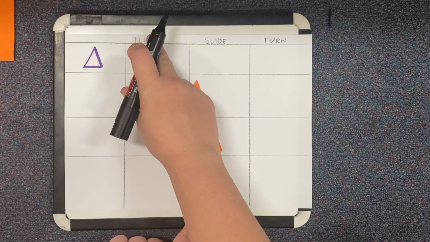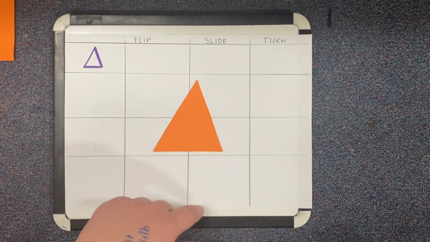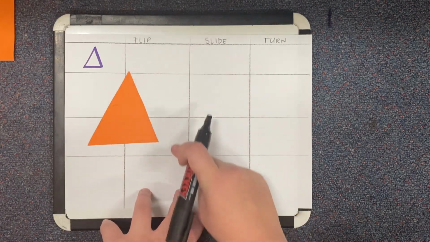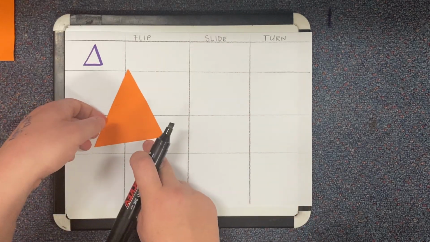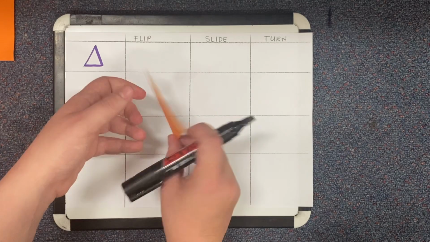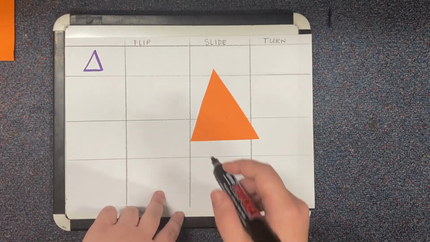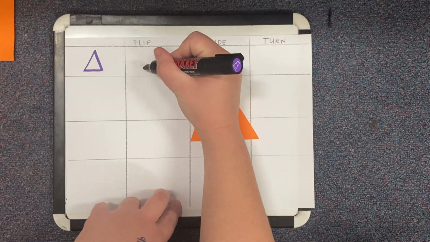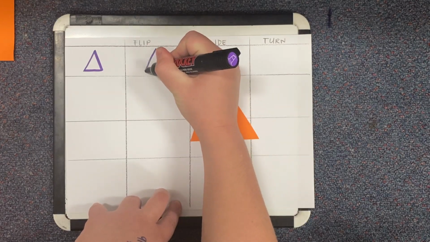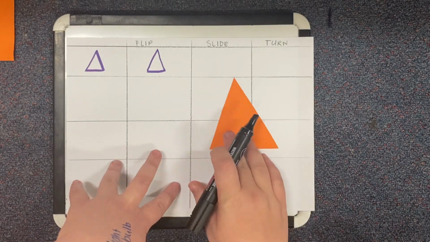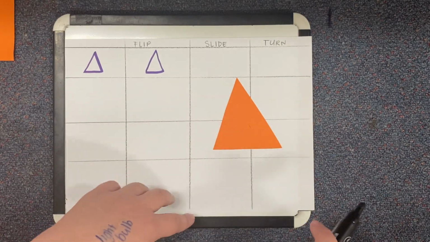My next step, so the first column here says to flip the shape. So remembering we're flipping it, pretending there's a line straight down the middle, and flipping the shape so you've got a mirror image. Draw exactly what you can see. So it looks just like it did before, it's just been flipped over and is now facing the other way.